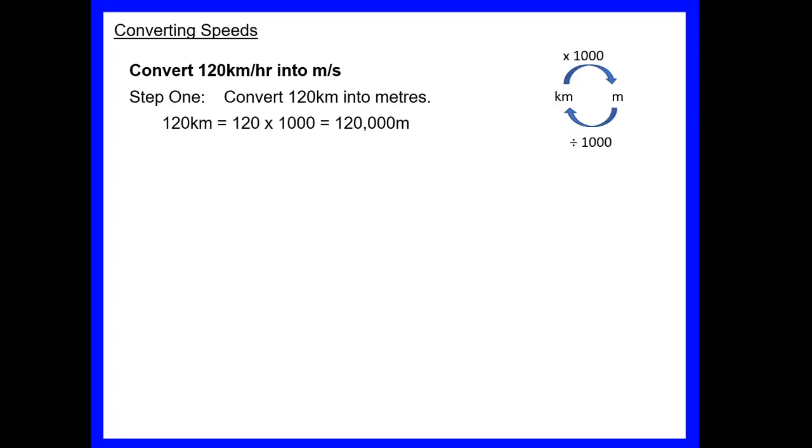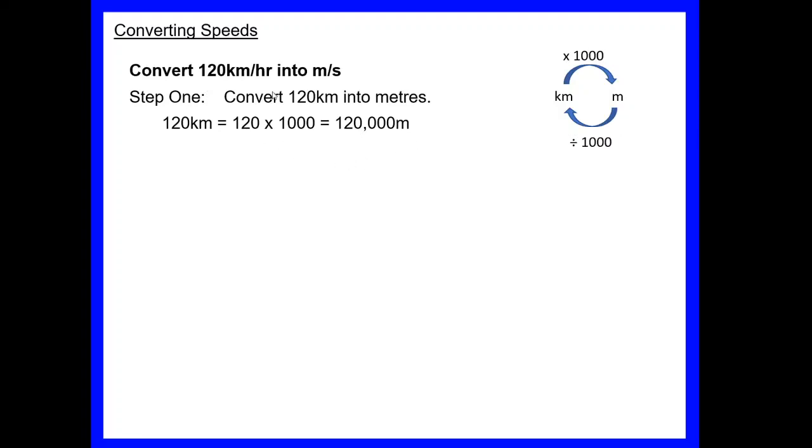Step 1, we're going to convert the kilometres into metres. So we've got 120 kilometres and we want it in metres. I'll put this little diagram over here to help you. Going from kilometres to metres, we multiply by 1,000. If I want to go from metres to kilometres, we divide by 1,000. There are 1,000 metres per kilometre. So 120 times 1,000 is 120,000 metres.